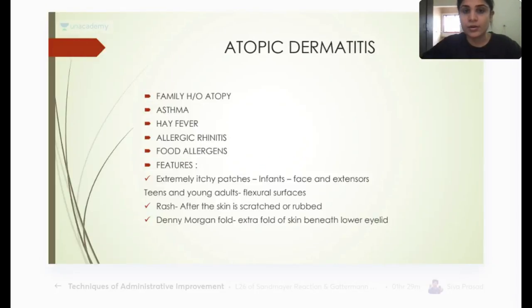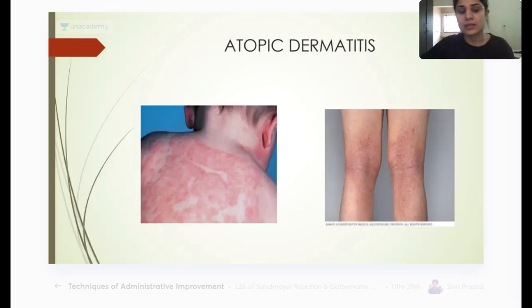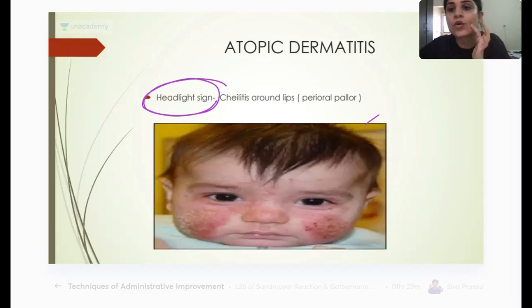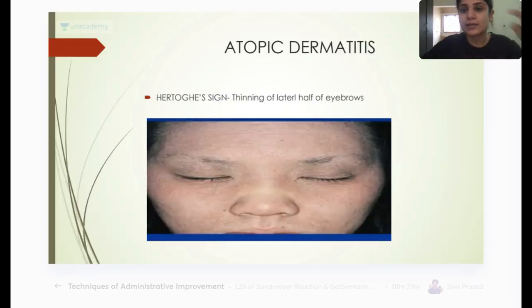Okay, all right. Now about atopic dermatitis, the specific thing that they ask in the clinical history, they will say there's a family history of allergies, asthma, hay fever, food allergens. What is the dermatological lesion that you see in atopic dermatitis? This is a very specific one that is asked multiple times in the exam. This is called the headlight sign. Headlight sign means around this area you will see perioral pallor. So around the area of the mouth you will see pallor. That is called your headlight sign. And another sign that you see in atopic dermatitis, you will see thinning of the lateral part of the eyebrows. That is called Hertoghe sign. Both of these are seen in case of atopic dermatitis.